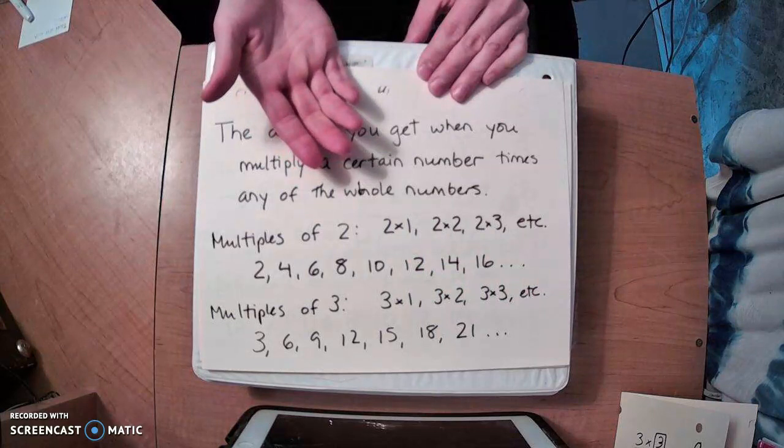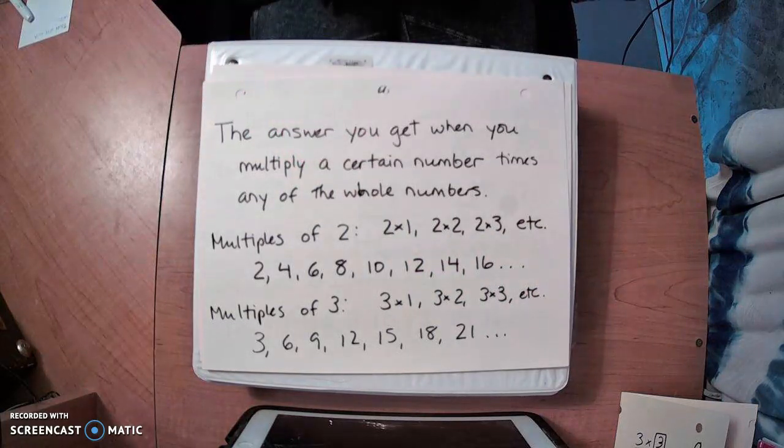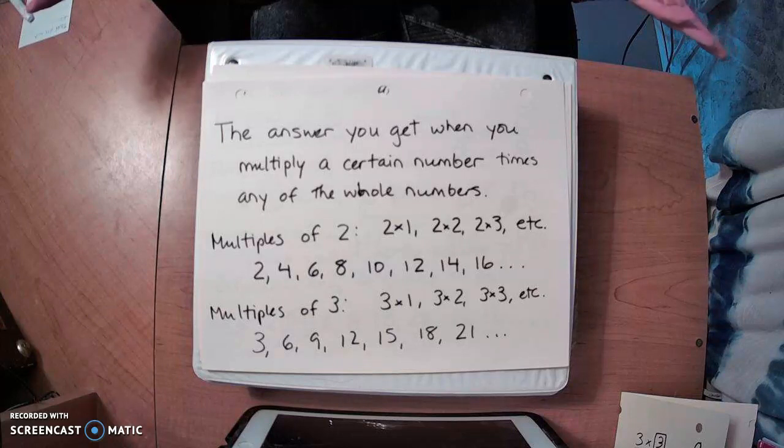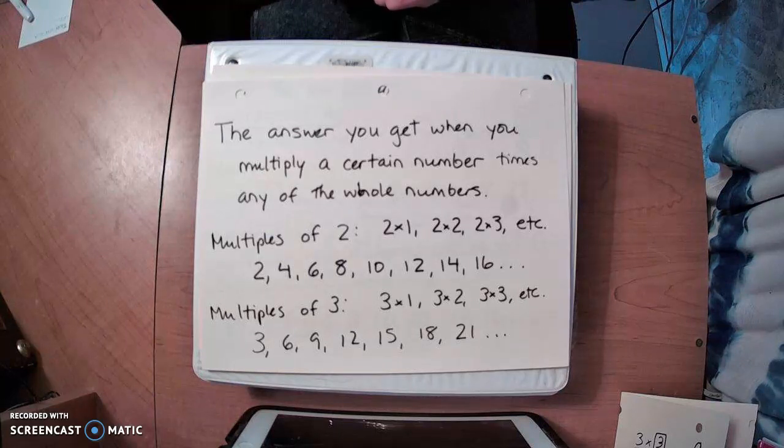Now, some of you might remember skip counting or think about skip counting. This is just the same thing as skip counting, so that can be kind of an easy way or a shortcut for you to remember what the multiples are. They're your skip counting numbers for that particular number.